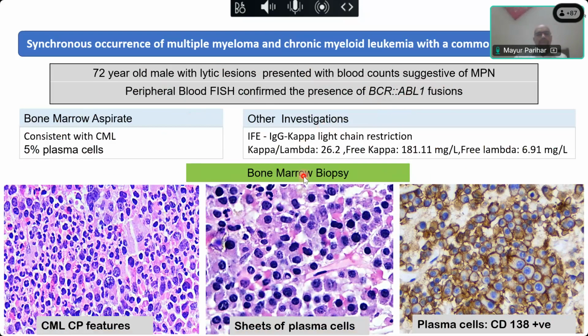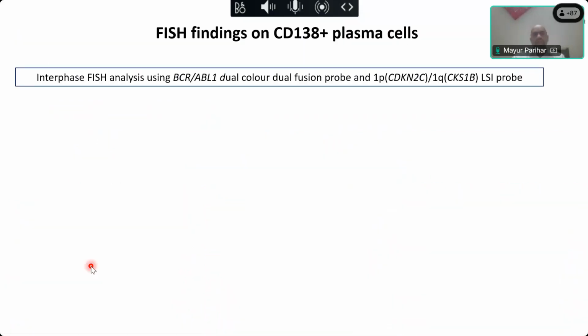When we did a bone marrow aspirate, this patient had 5% plasma cells, and of course, the lambda kappa chains were also deranged. When we did a bone marrow biopsy, we had 2 cores which were kind of intermixed. In this core, you see a complete picture of a myeloproliferative neoplasm or chronic myeloid neoplasm, and here you see sheets of plasma cells that are positive for CD138. So this patient, who on peripheral blood was only suspected of having an MPN, since he had lytic bone lesions, there was also a suspicion of myeloma. The bone marrow aspirate showed 5% plasma cells, and in the marrow you could see sheets of plasma cells mixed with a picture completely consistent with chronic myeloid leukemia.